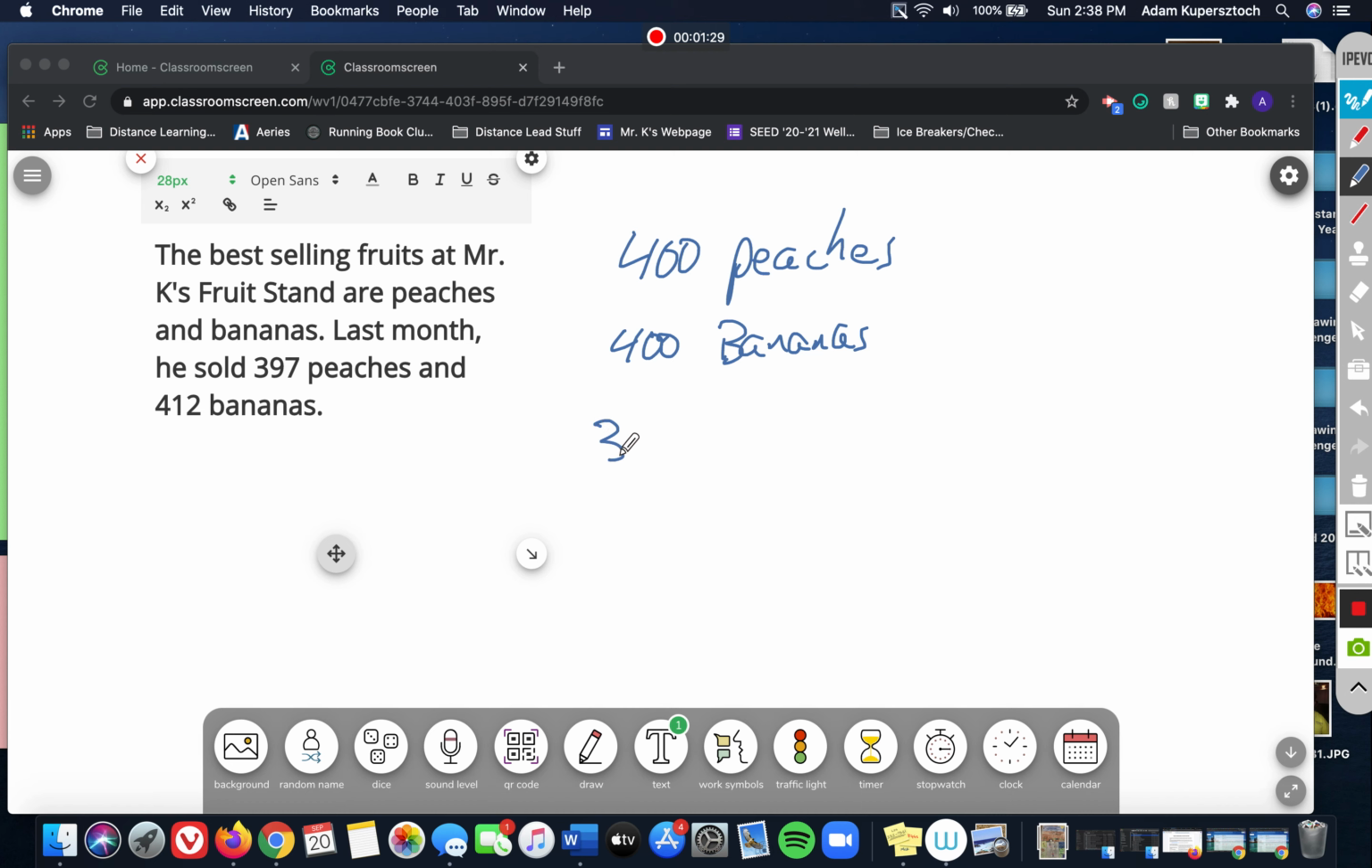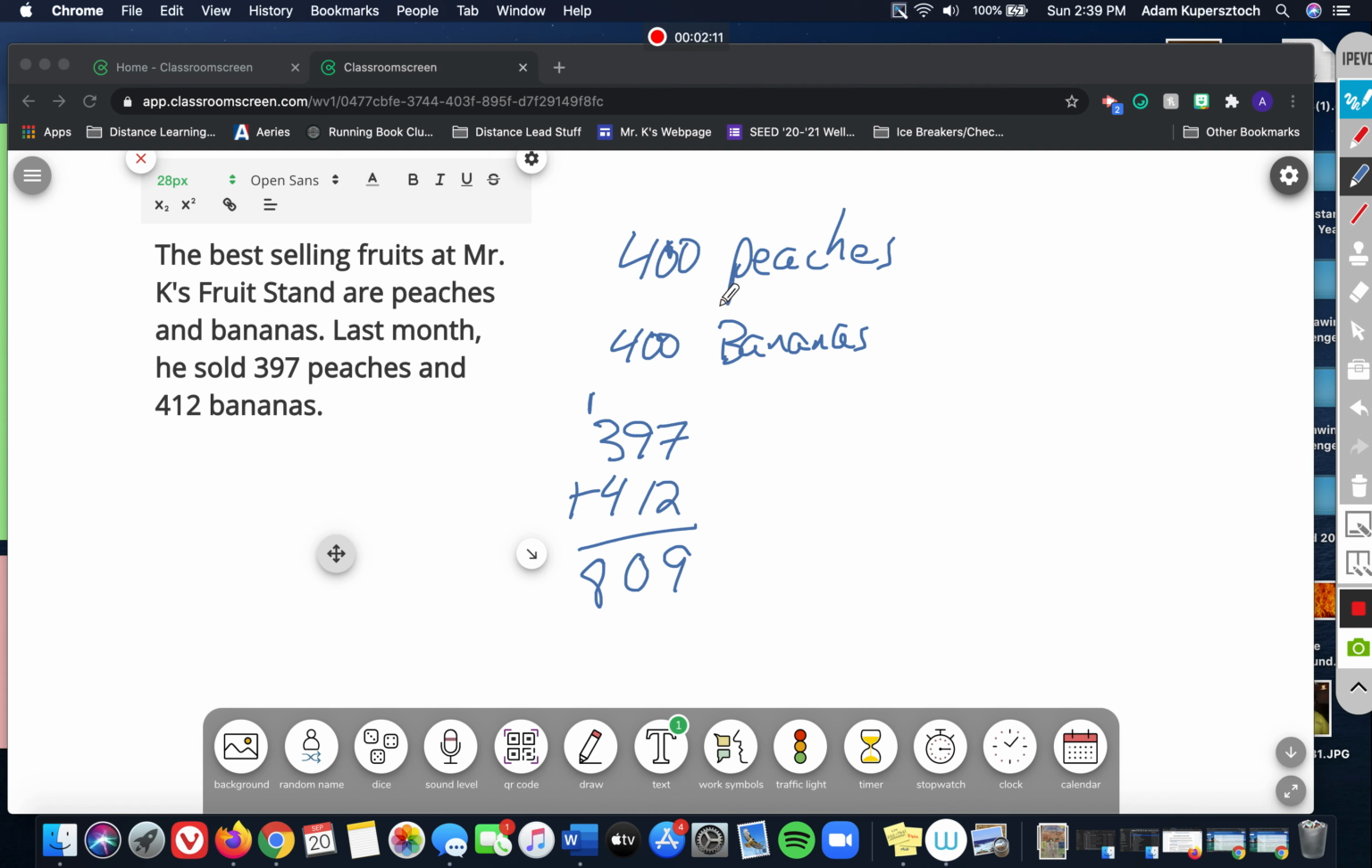Then I have to do 397 plus 412. Again, make sure you line them up. 7 plus 2 is 9. 9 plus 1 is 10. So 90 plus 10 is 100. So we put our 0 there and bring the 1 up to the hundreds column. 400 plus 300 is 700, plus 1 more is 800. So I sold exactly 809 pieces of fruit. But if someone was just asking me about how much fruit I sold, I could say I sold about 800 pieces.